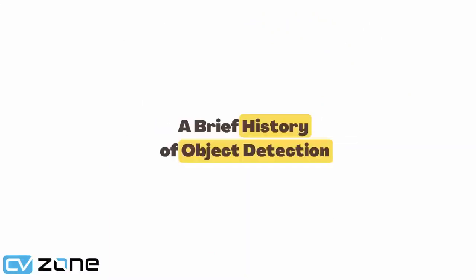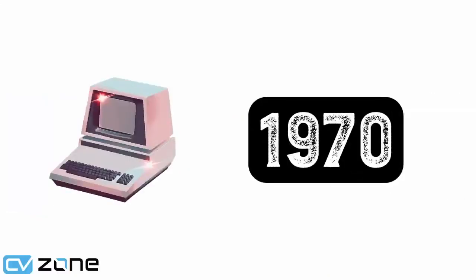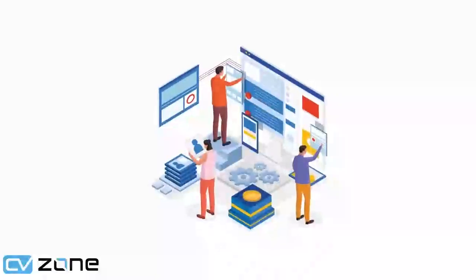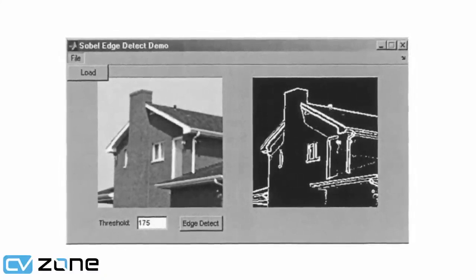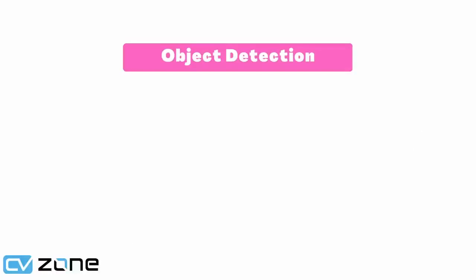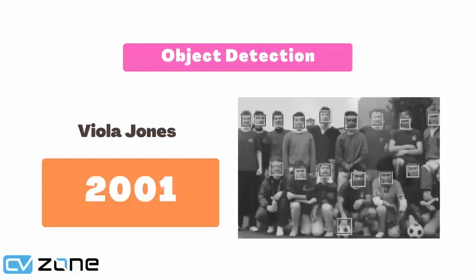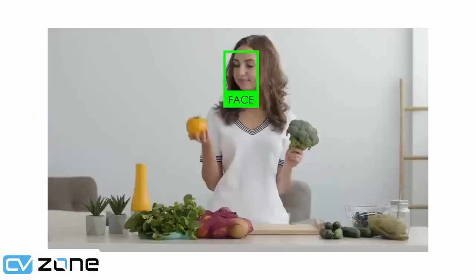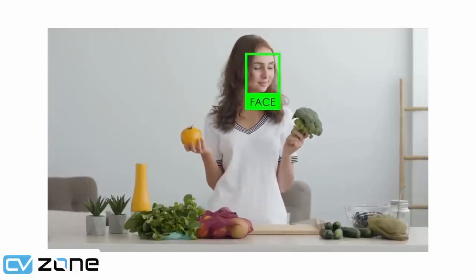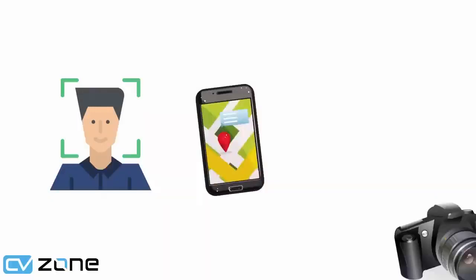A brief history of object detection. Object detection was first started in the 1970s. Researchers started to develop automated methods for object detection. The first automated object detection algorithm were based on simple features such as edges and corners. The first real object detection was Viola-Jones, developed in 2001. It used sliding windows to search for Haar-like features, which are simply rectangular features. This method became popular since it was real-time. For the longest time period, this method was used for face detection in smartphones and cameras.